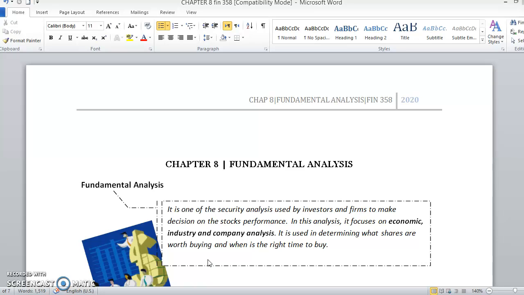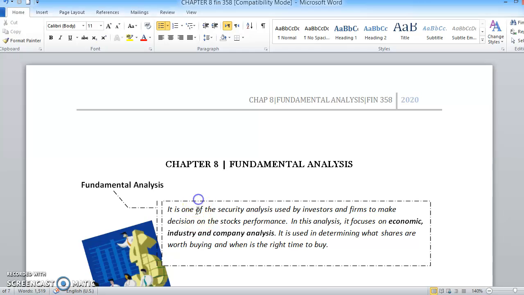So Chapter 8 and Chapter 9 are also quite important for your coming group assignment, whereby you have to make a report. Choose any one company listed at Bursa, and you are required to do fundamental and also technical analysis based on the annual report. Okay, so let's take a look at the first part, fundamental analysis.